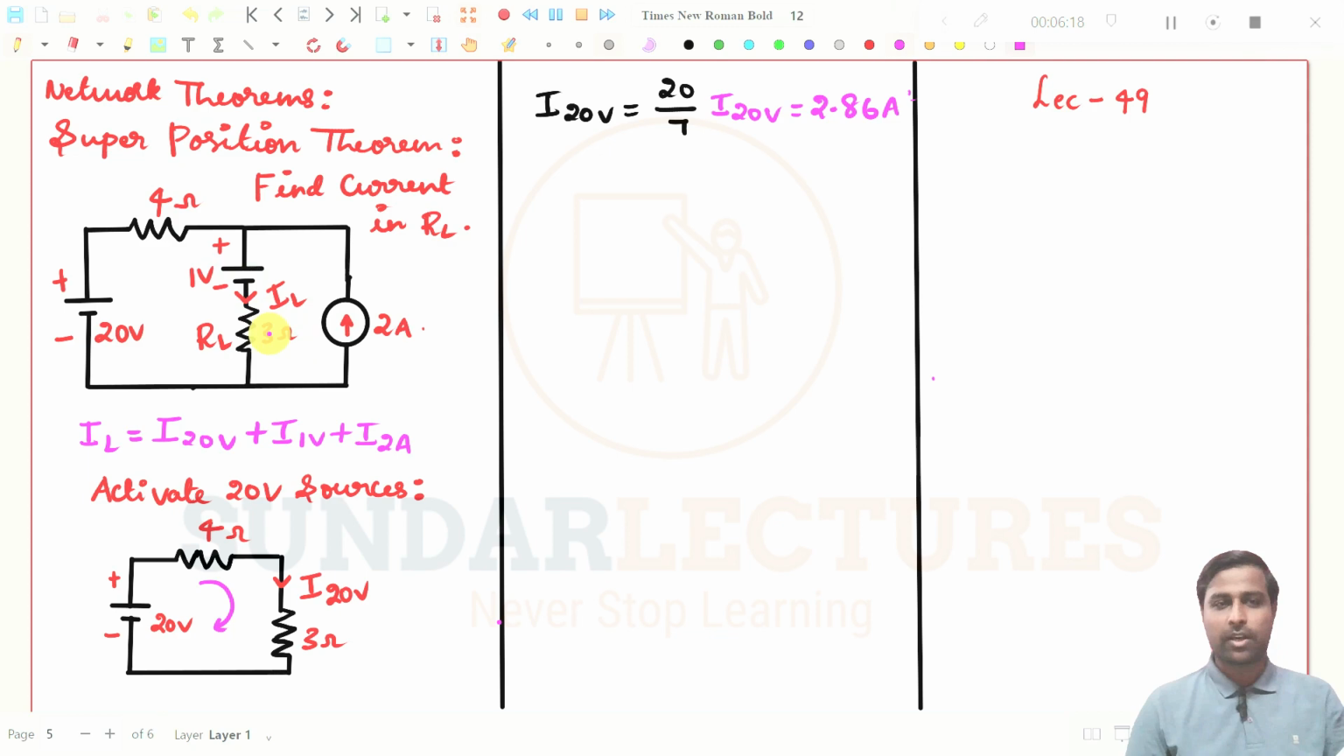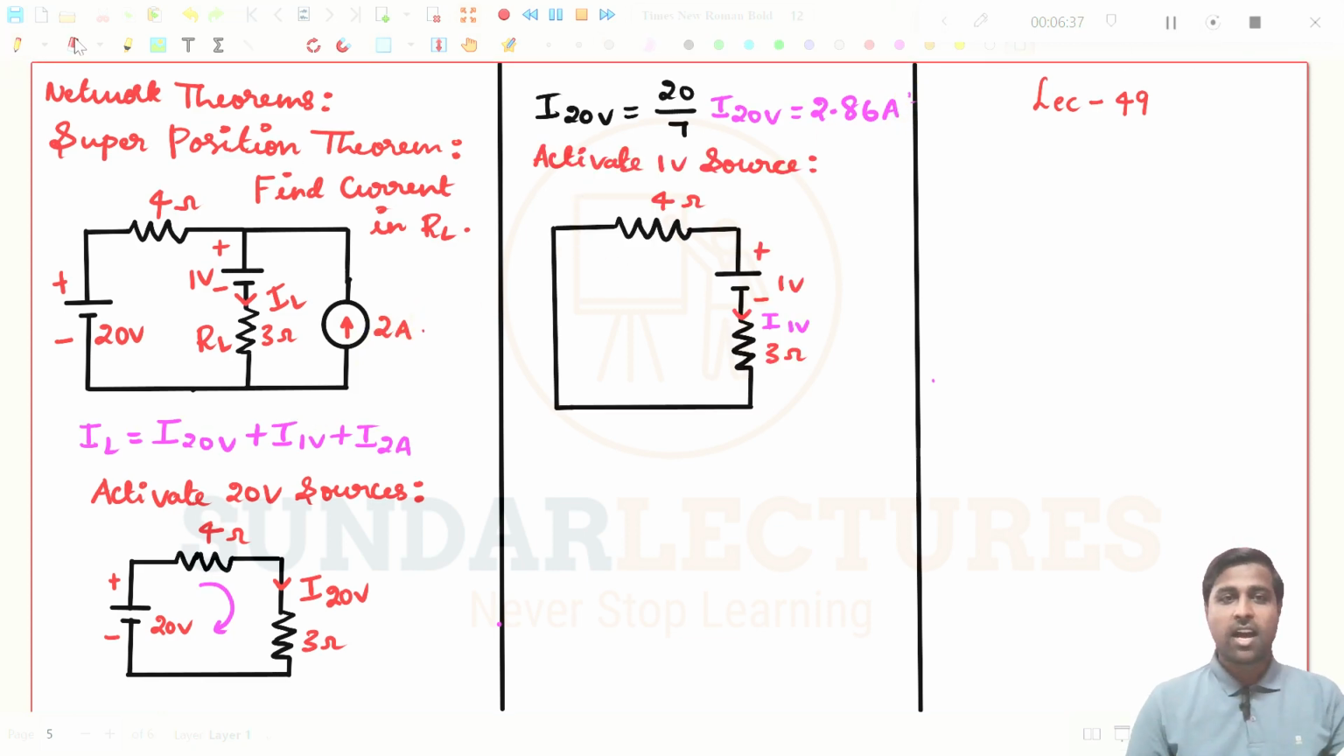That is very important, and that is what they have given you here also. So I due to the 20 volt source will be equal to 2.86 amperes. Now I will activate the 1 volt source and deactivate the 20 volt source and the 2 ampere source.